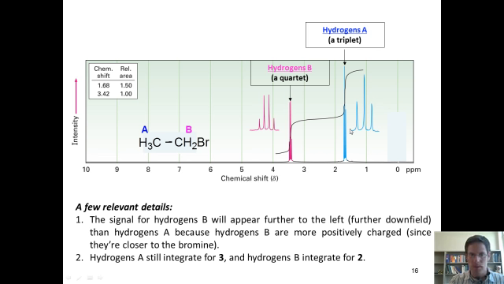They are a triplet. Why? Because hydrogens A look next door and see hydrogens B, and there are 2 hydrogens B. I add 1 to it. That is a triplet. I hope that makes sense.